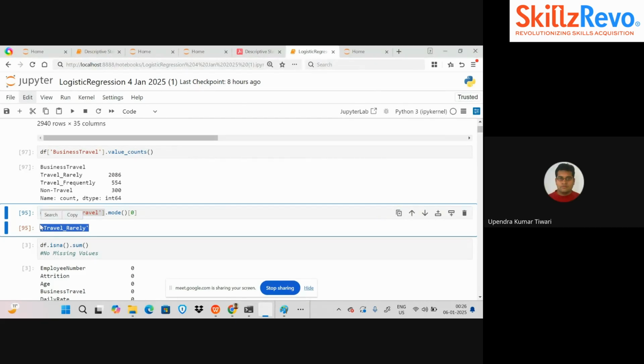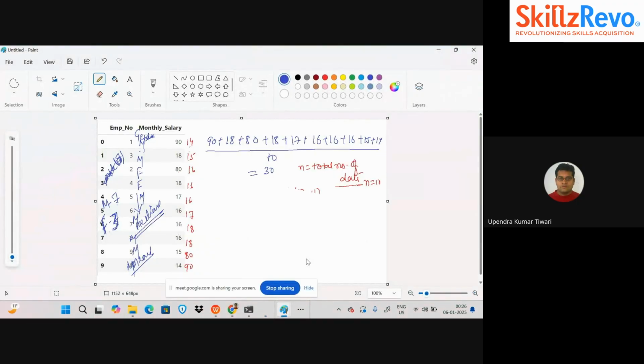Okay, then let's talk about the variance. What is the meaning of variance? Variance is a measure of spread. Let's say this is the central value, my mean, and these are my data points, the records.